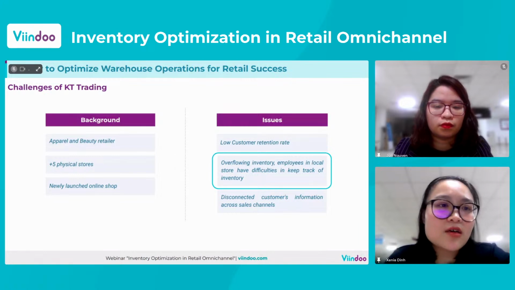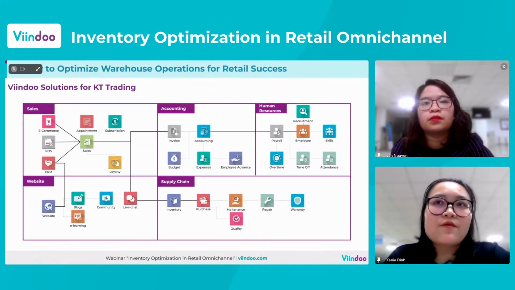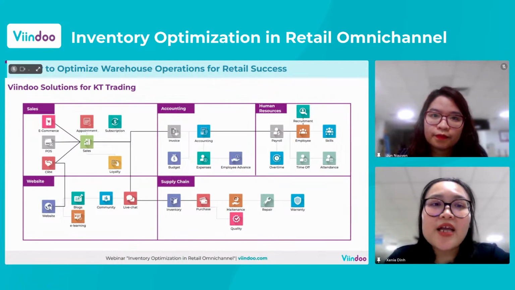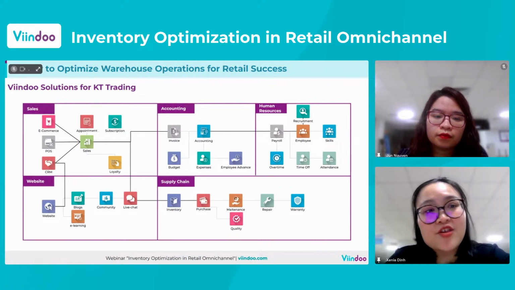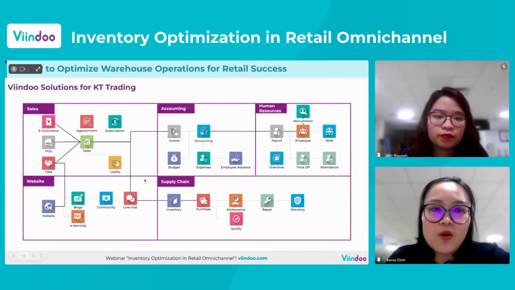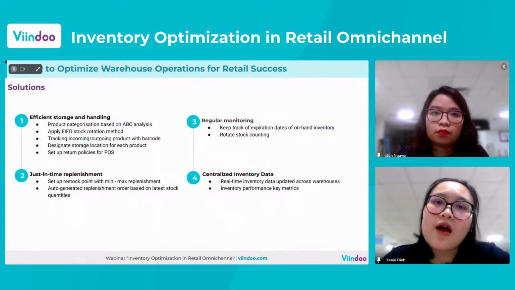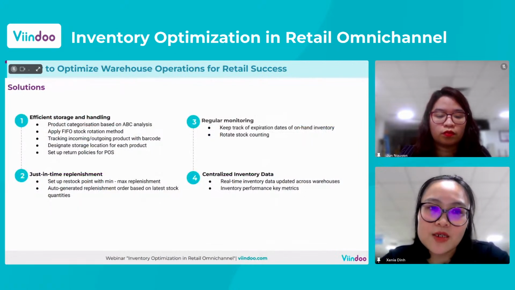Let's have a look. So, here is the Viindoo solution for KT Trading. We are using a combination of different modules and applications to manage different areas of their business. We are focusing on the supply chain, where we would have the inventory app managing everything, connected with the purchase and connected as well with the sales application.